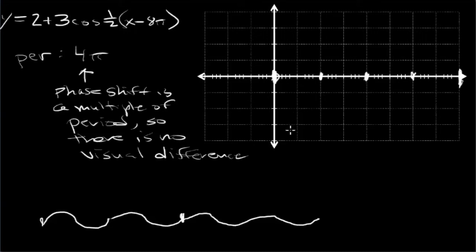So this would be quadrant 1, quadrant 2, quadrant 3, and quadrant 4. Oops, that's not a 4. There, 4. Okay, so those correspond to the 4 quadrants on the unit circle.